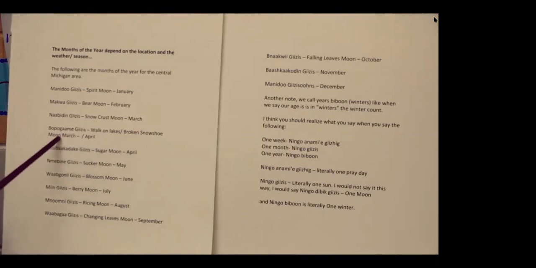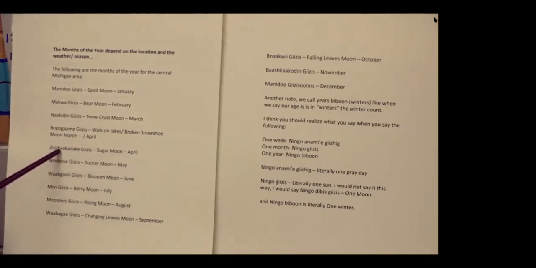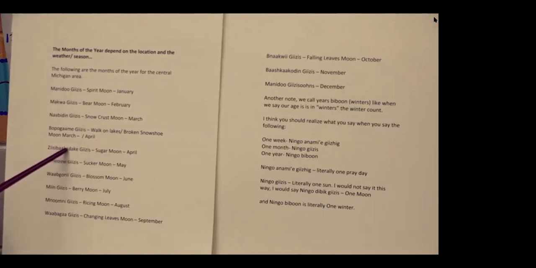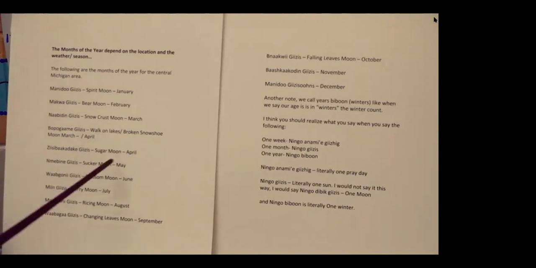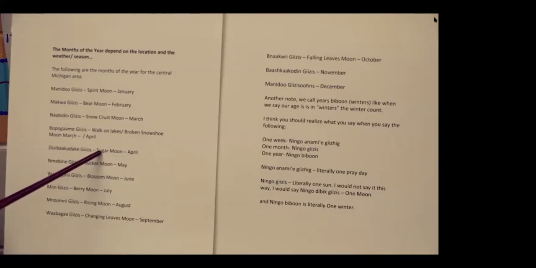That's one. And then in some other places, April is referred to as Sisbakdakegisis. Sisbakdakegisis is another word that we know as April. It's sugar moon. It's a time to make maple syrup. Some people also call it Zigwangisis, and that means that the sap is starting to run. Actually, it's already run. It starts running in February, actually. Some places are already starting their collection of sap and already boiling it. So in April, then, they're making the maple sugar. So it's sugar moon. Sisbakdakegisis in April.